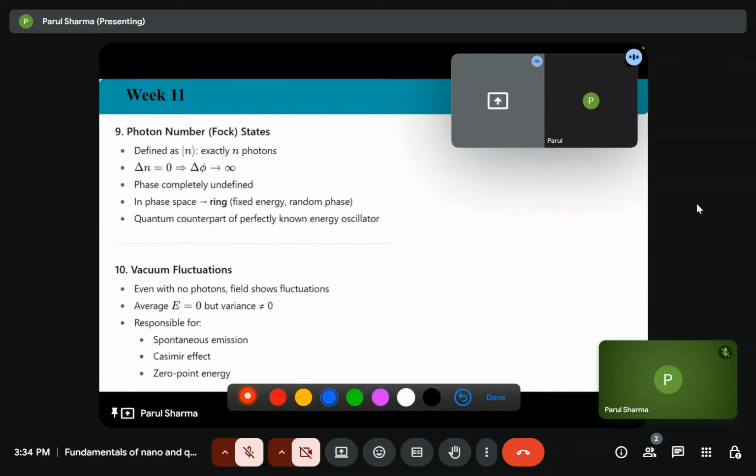So now photon number states. So we are defining it as n ket, exactly n photons. So suppose if delta n is equal to 0, that is, fluctuations in photons are 0. It's a perfect sub-Poissonian light.